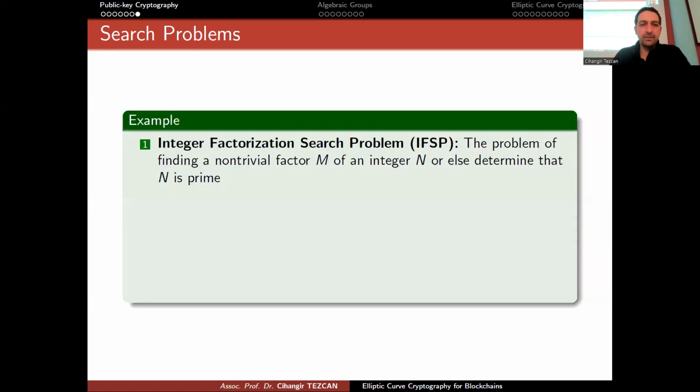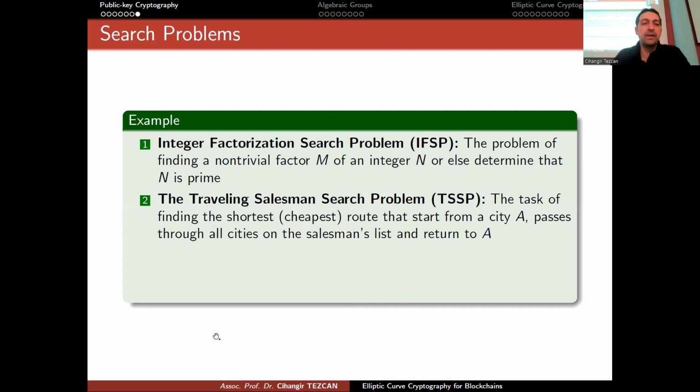Okay, let me give you a few examples of problems. The integer factorization search problem is one of them: the problem of finding a non-trivial factor m of an integer n, or else determining that n is prime. There are sub-exponential time algorithms to solve this. The traveling salesman search problem is another famous problem: the task of finding the shortest or cheapest route that starts from a city A, passes through all cities on the salesman's list, and returns to A. This is considered an NP problem. There is no known polynomial time algorithm to solve every instance of this problem. Okay, so it is somewhat hard.